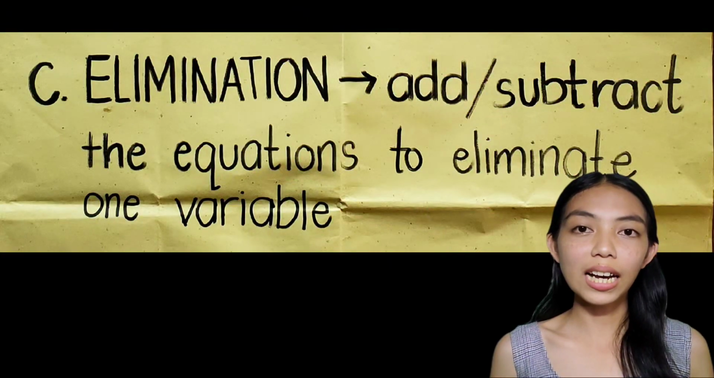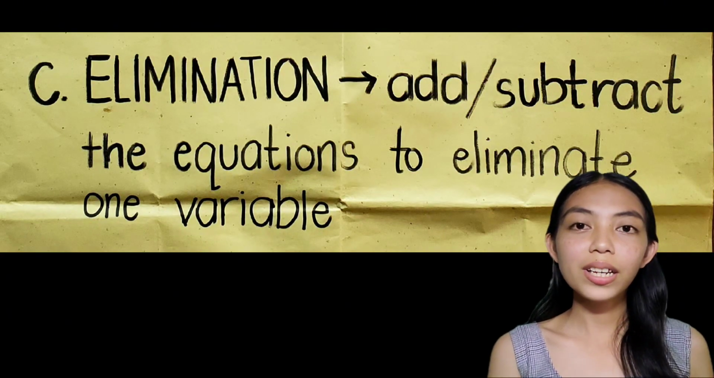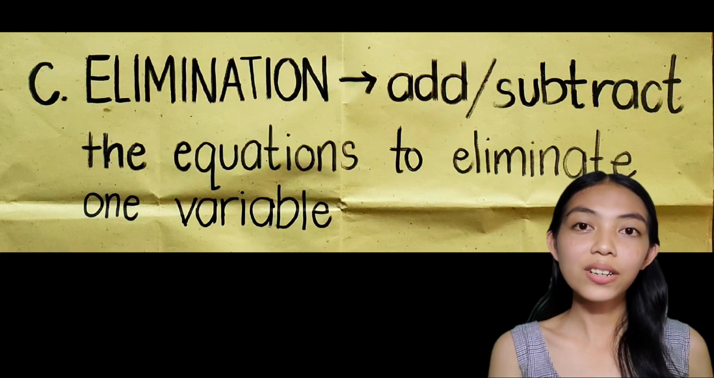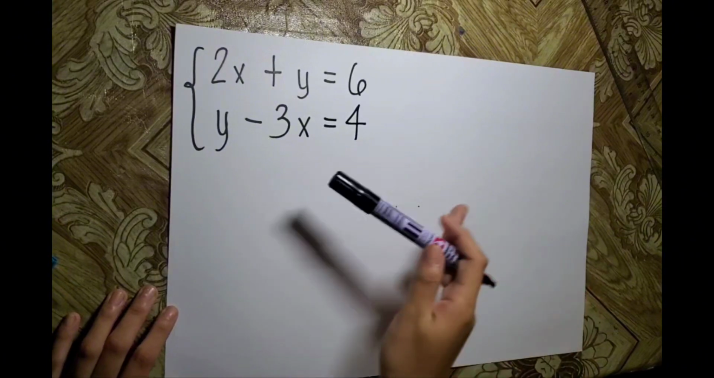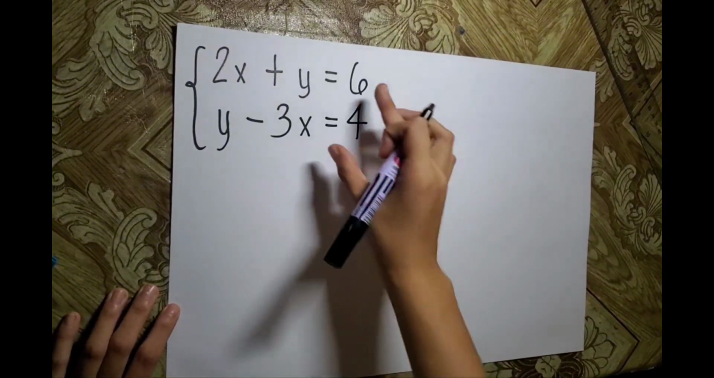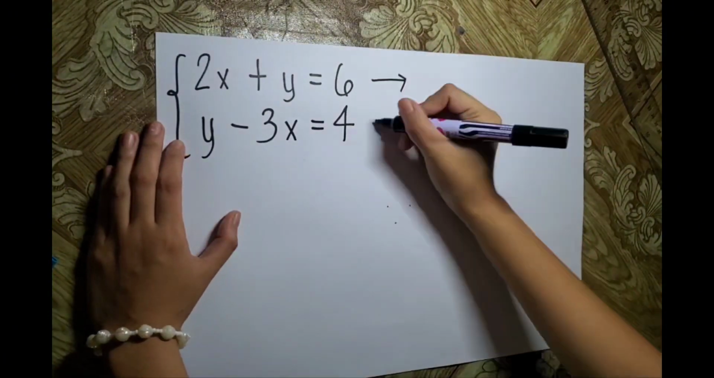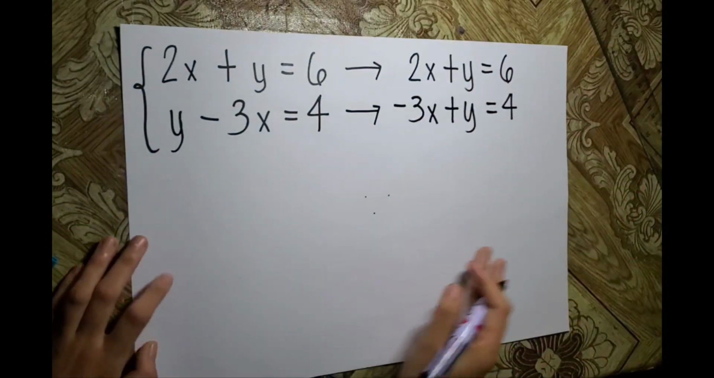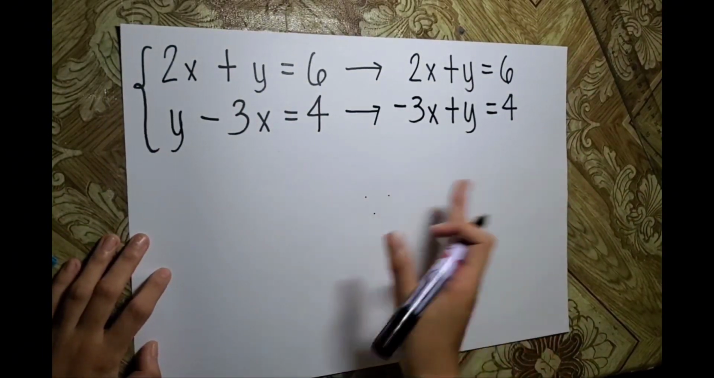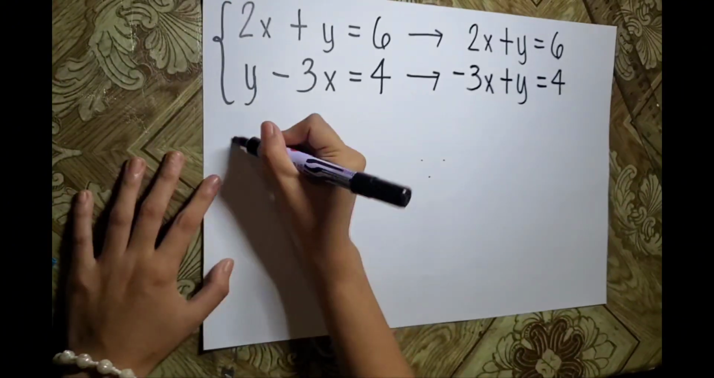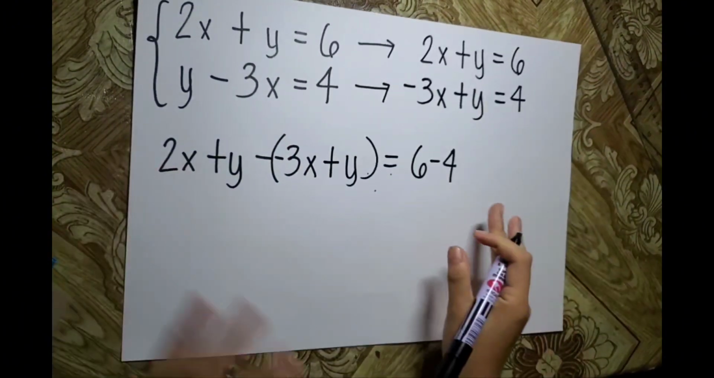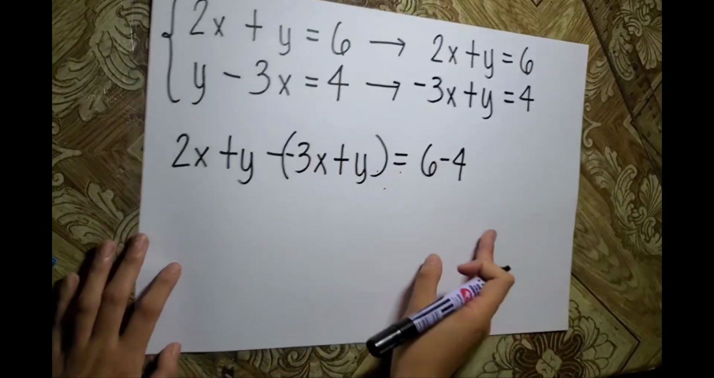The last method that we'll tackle in this video is the elimination method. In this method, we just add or subtract the equations to eliminate one variable, either x or y. We have here the same example still. First, let's align these equations. And after this, we can now eliminate a variable by subtracting the equations. Then let's just simplify this one.